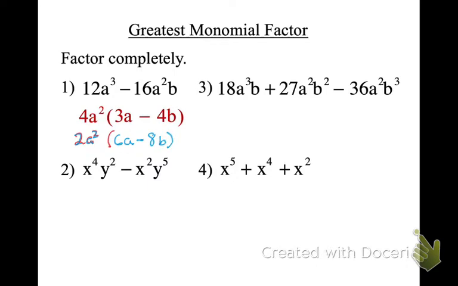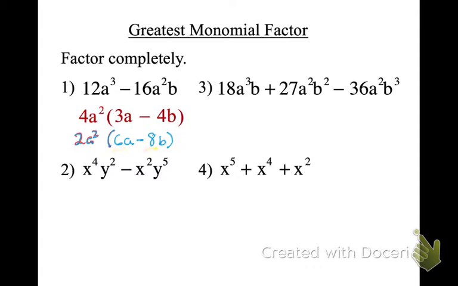Now, the problem here is this is not fully factored. And if you give me this on a test, it would be marked wrong. To factor is to completely factor. And how do we know it's not completely factored? Well, look at this. These are both even numbers. That means there's still a 2 to be divided out.